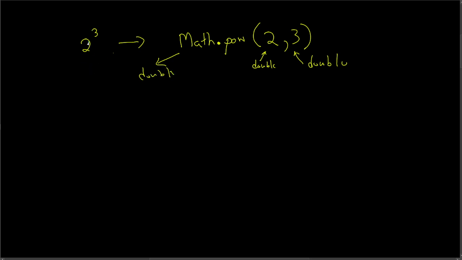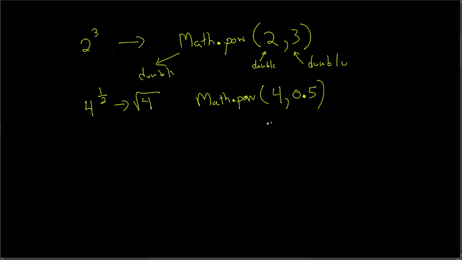But we need to notice some things we can do with powers. Let me do 4 to the 1/2 power. In mathematics, that's the same as saying the square root of 4. And so in Math.pow, we can take 4 and use a half in its double form to take a square root. In fact, let me just say any base to a 1 over b power is the same as the bth root.